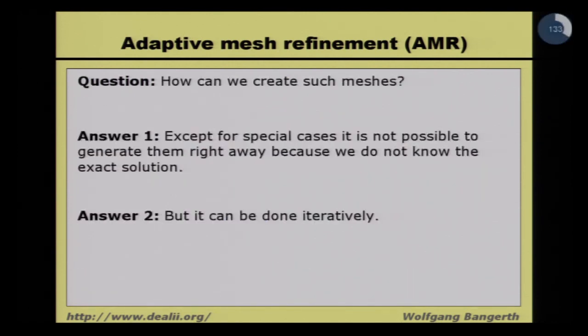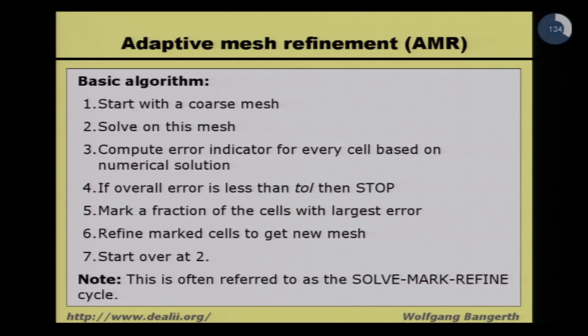Let me show you ways how you can create these sort of meshes. So the basic algorithm, as I said, was you start with a coarse mesh, you solve on this mesh, then you compute an error indicator for every cell on this mesh based on the solution that you have just computed. For every cell you compute your error indicator, and if the sum of these error indicators is less than your tolerance, then you stop. Otherwise you mark a fraction of the cells, for example those with the largest error, and you refine the marked cells to get a new mesh, and then you start this whole process over again.